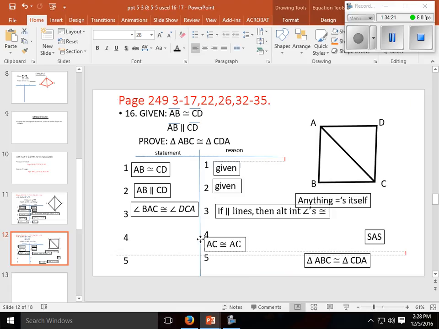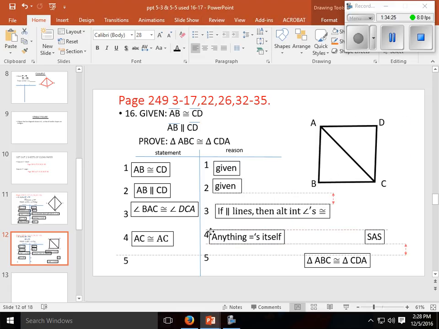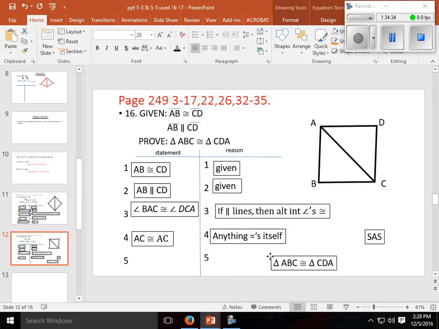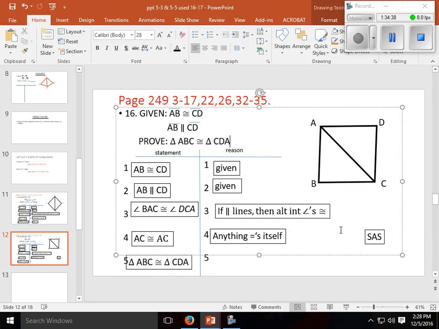Kaylee, can you do the rest of it for us? So segment AC is congruent to segment AC because anything equals itself. Then we know that the two triangles are congruent. And what's our reason for the two triangles being congruent? Side angle side.